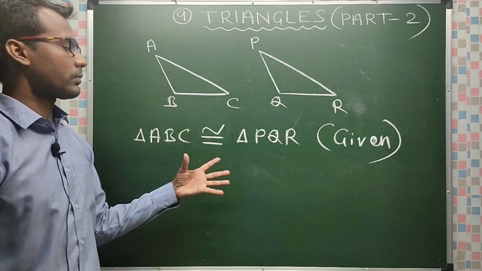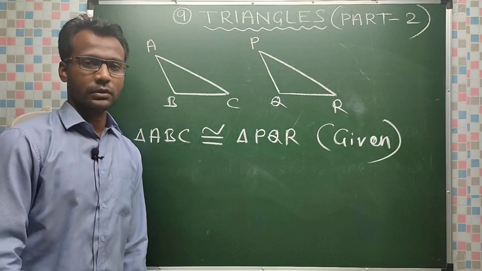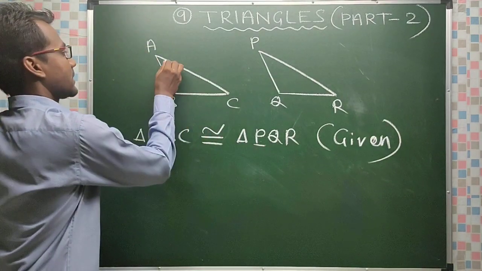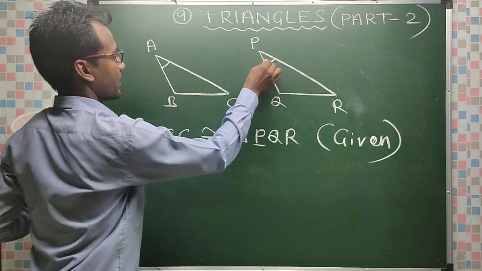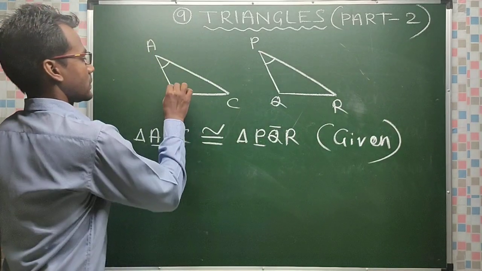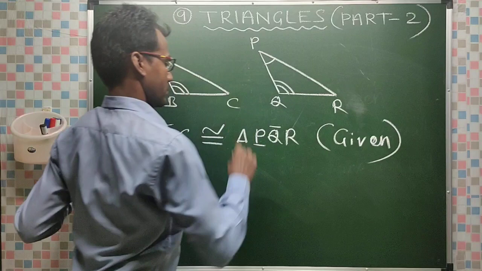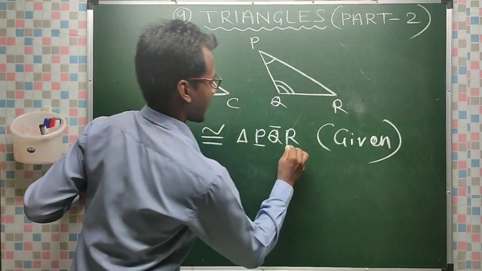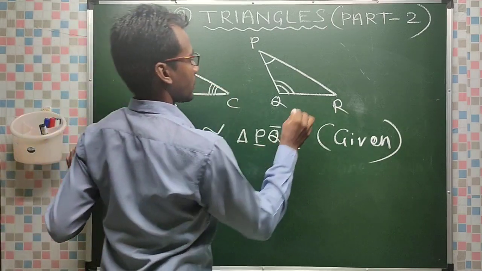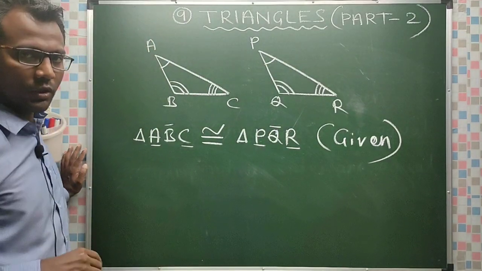So from this, what can you get? The corresponding angles will be equal. So let us find the corresponding angles. Angle A will be equal to angle P. Angle B will be equal to angle Q. Angle C will be equal to angle R. So we got the corresponding angles.